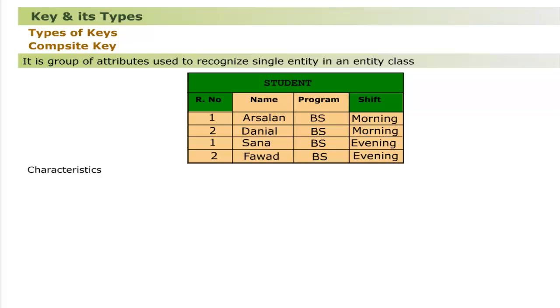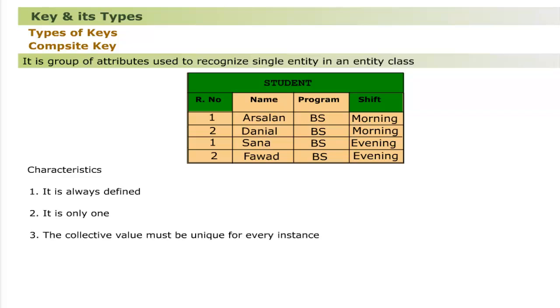Now let us discuss the characteristics of composite key, which are: number 1, it is always defined. Number 2, it is only one. Number 3, the collective value must be unique for every instance. Number 4, the value of attributes of composite key is mandatory.